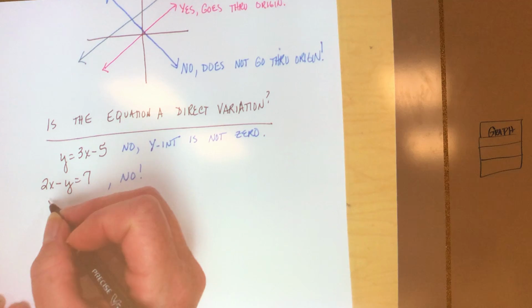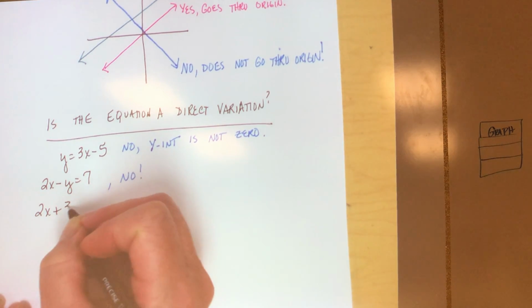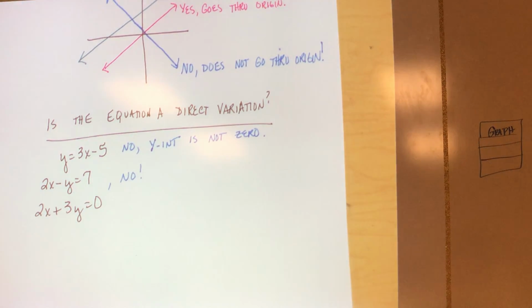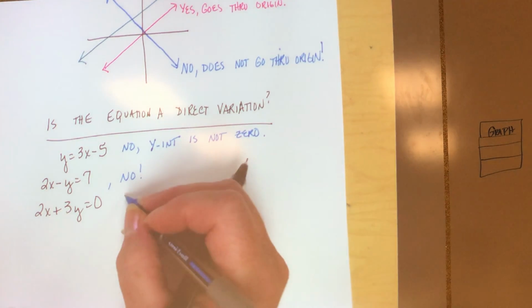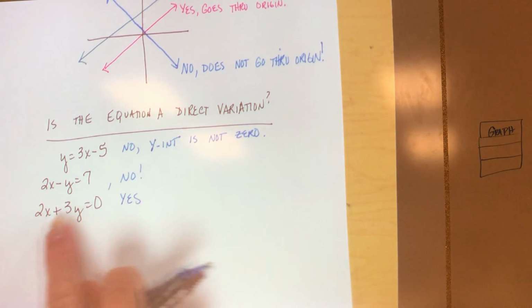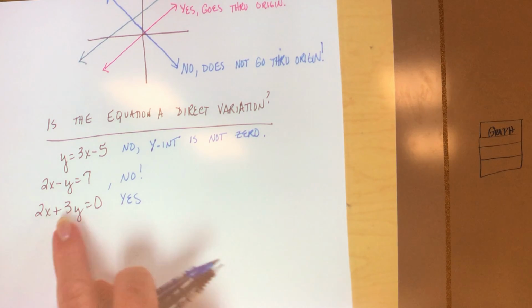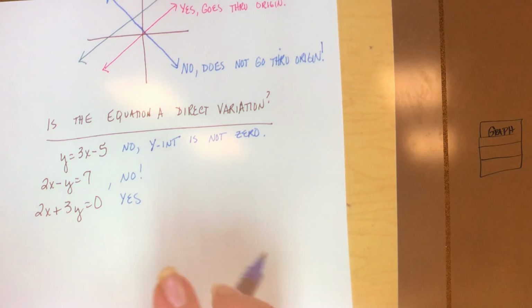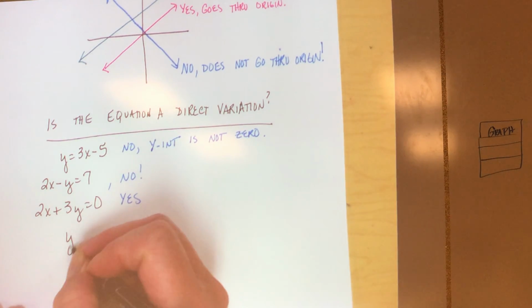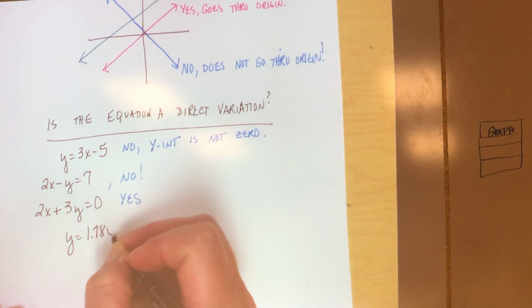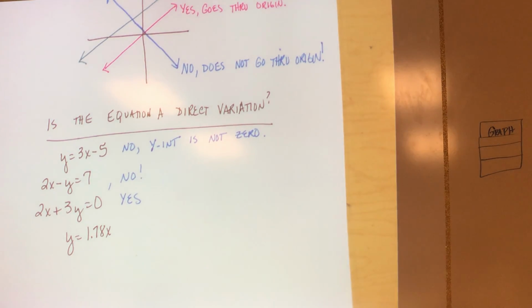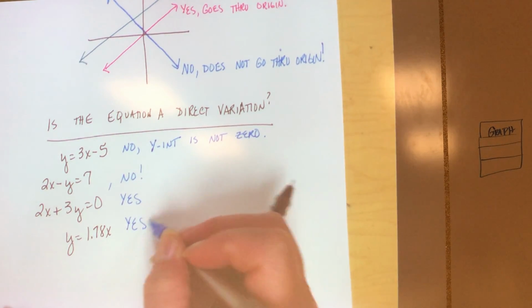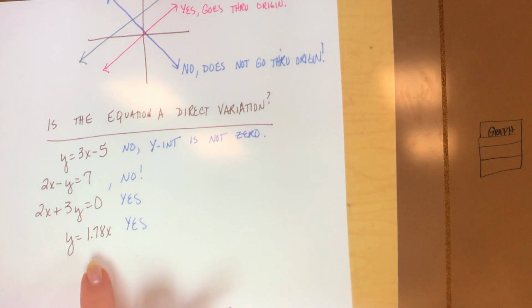What about this guy? Yes? Very good. If you pulled this little -2x over here and then divide by 3, it would look just like that y equals kx formula. What about this guy? Yes. What's the constant of variation? 1.78.